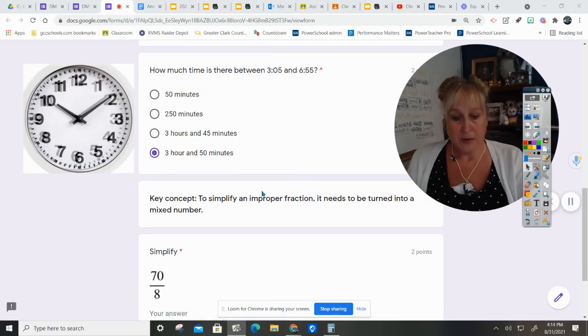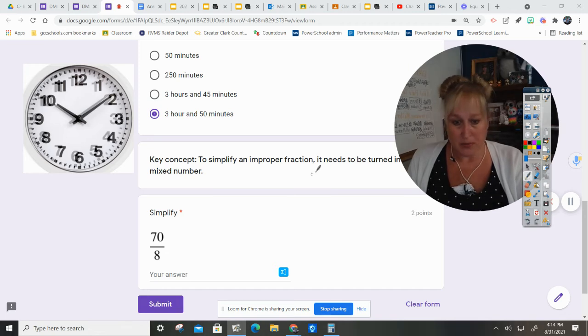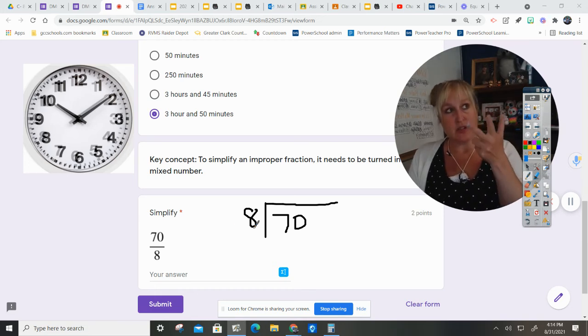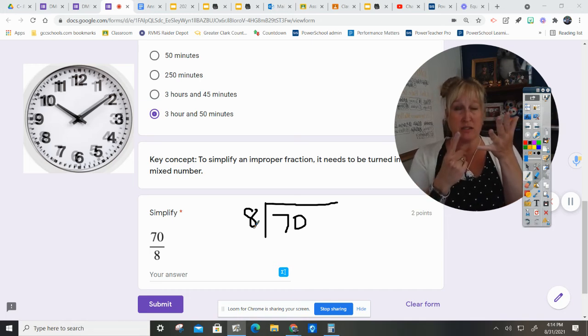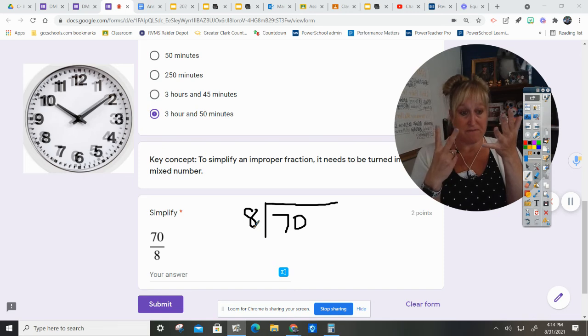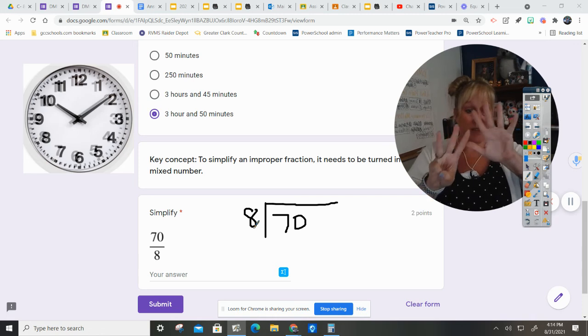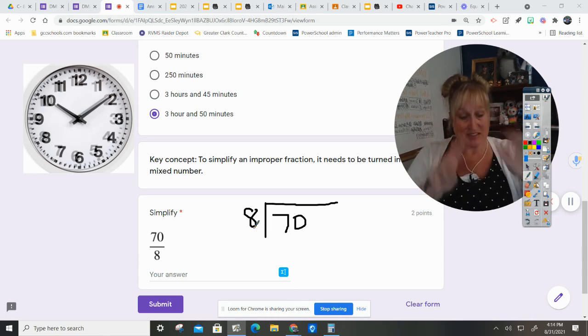Okay, now we're going to simplify an improper fraction. It needs to be turned into a mixed number. So I'm just going to divide. The top number is being divided by the bottom number. 8, 16, 24, 32, 40, 48, 56, 64. If I do it again, it's 72, so that's too many. So I have 8 times 8 is 64.